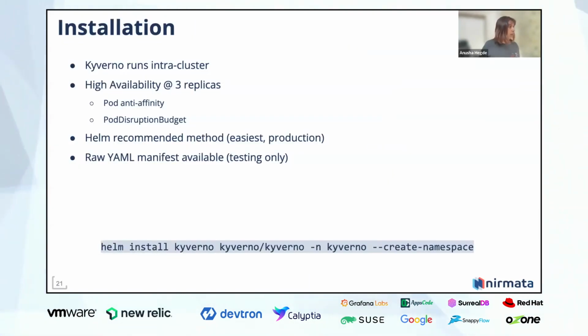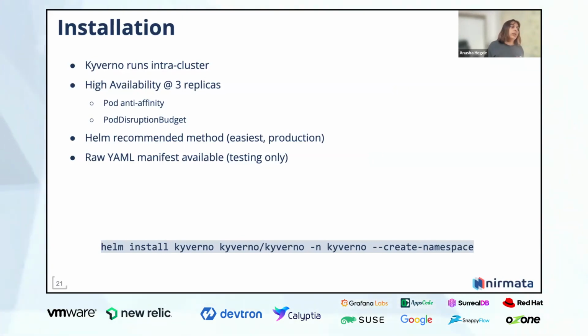Okay, so Kyverno runs intra-cluster, within your cluster. So you'll have to have a Kyverno deployment for each of your clusters. You can run it in high availability mode, especially if you're running a prod cluster. We recommend running in HA mode, which means 3 replicas of Kyverno.